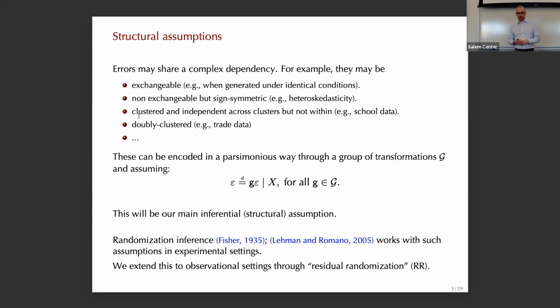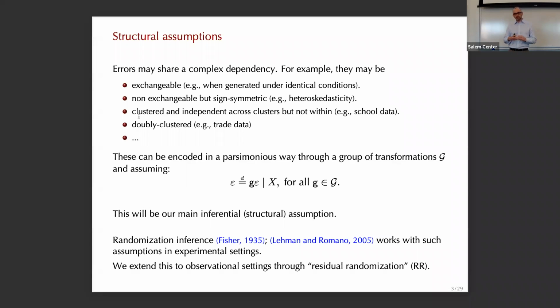You can have doubly clustered errors perhaps in trade data, where you have country A and country B, and you set up a regression model. Now you can expect that these errors might have some complex double clustered type of dependency. This is what I call a structural assumption on the errors.